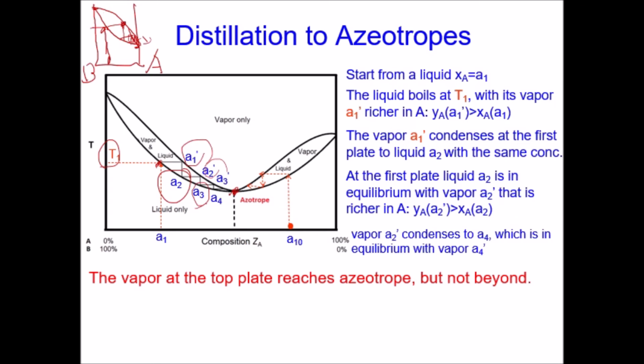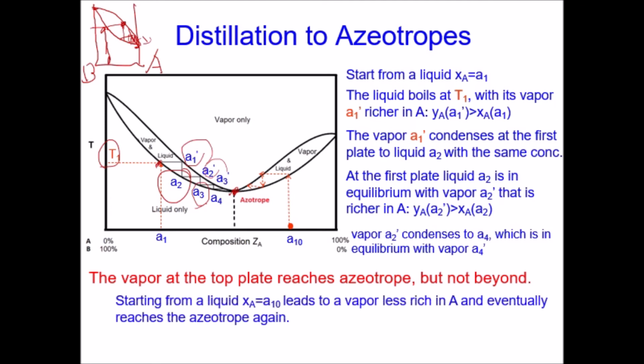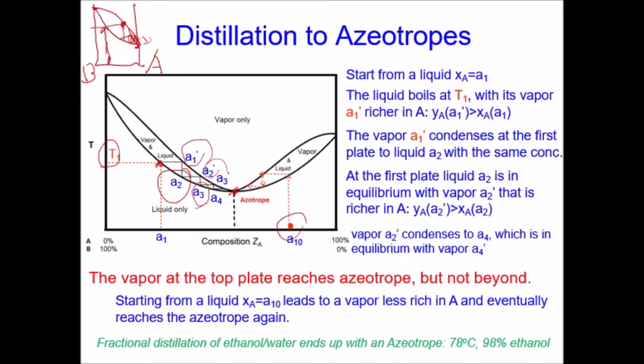So if you have a mixture you want to do fractional distillation, on the top of the fractional distillation tower, the maximum you can get is not pure A or B, it's the azeotrope. If you start from the right side, let's say A10, and the vapor phase is here, condense, so eventually you still get the azeotrope.